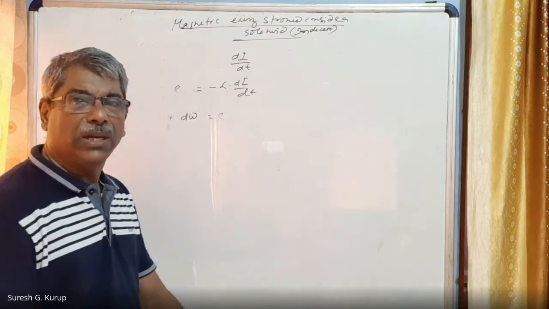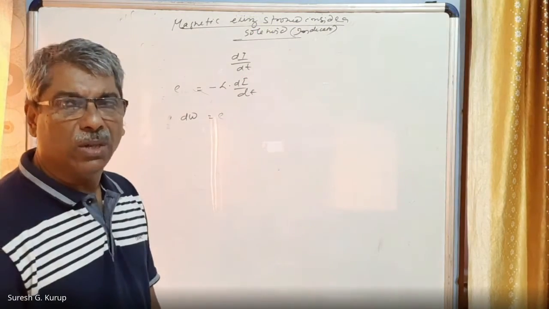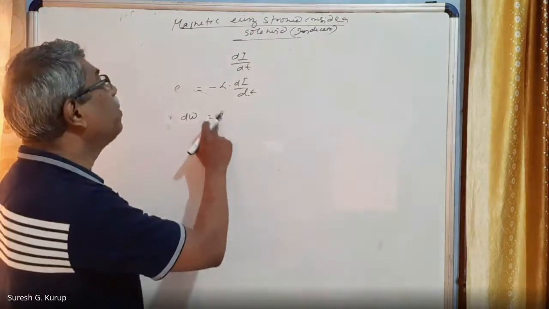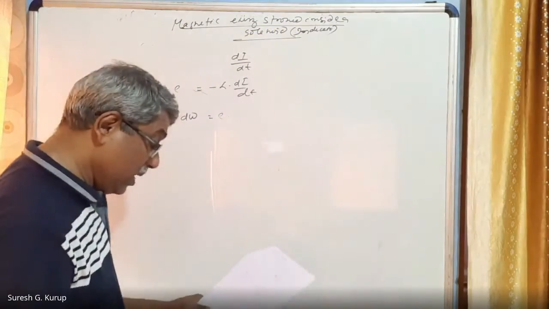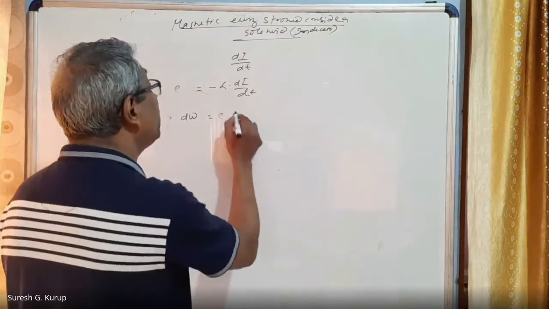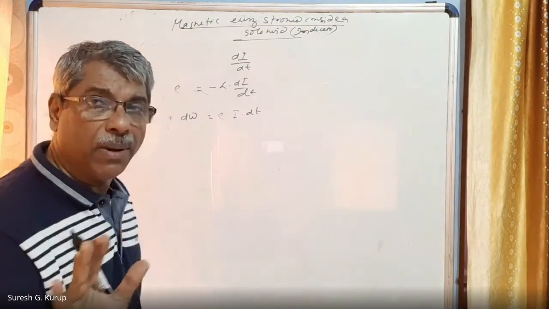That means the applied EMF will always be opposed by the induced EMF. Therefore, the applied EMF is equal to the negative of this value. So we can write E into I into dt. Here E means the applied EMF.